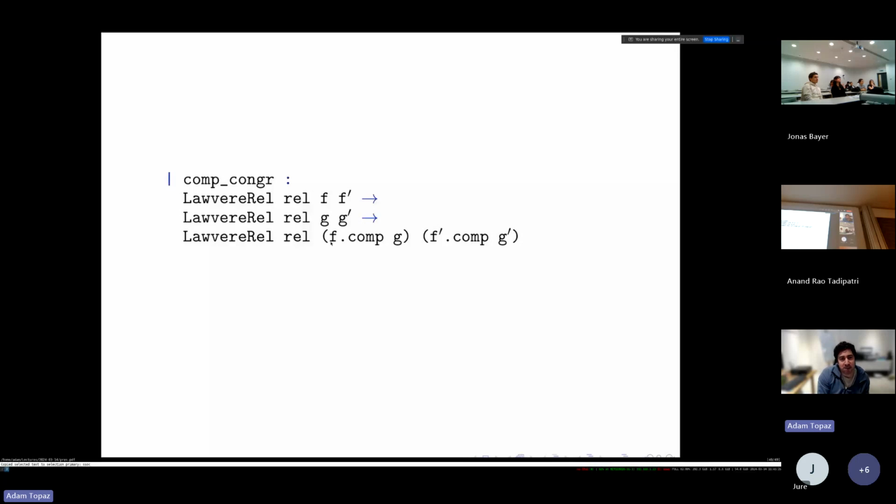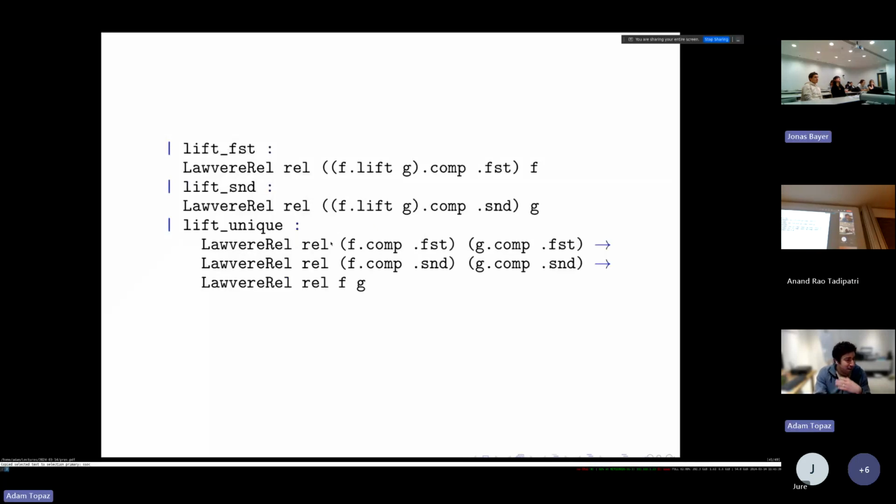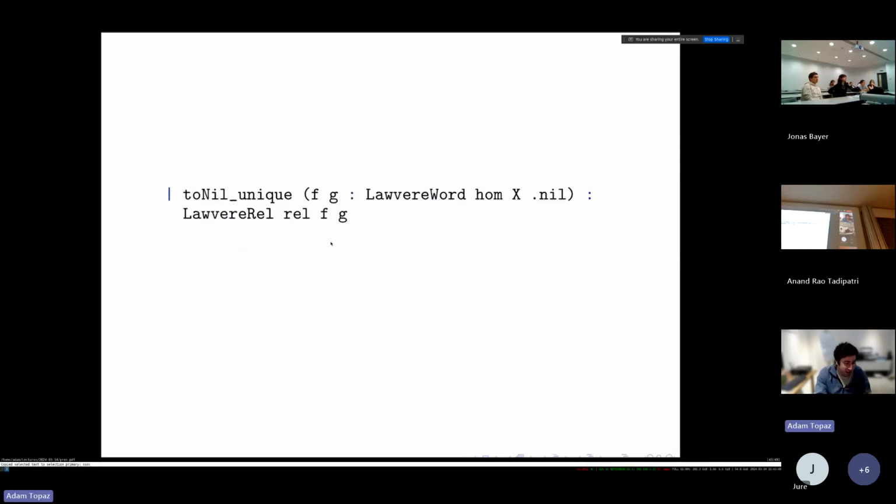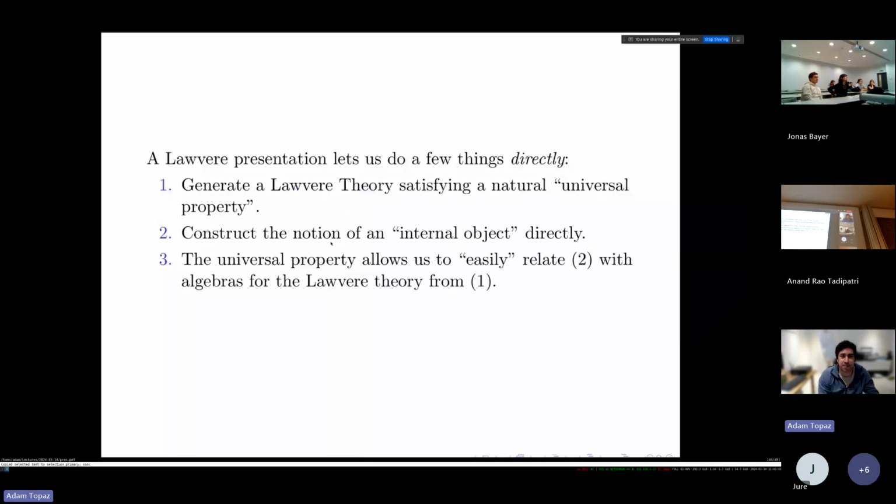There needs to be a congruence property for composition of morphisms. You have axioms that ensure the universal property of binary products, and that this lift operation is compatible with the relation. You have, again, an axiom that tells you that the terminal object is a terminal object, and that's it. Okay.